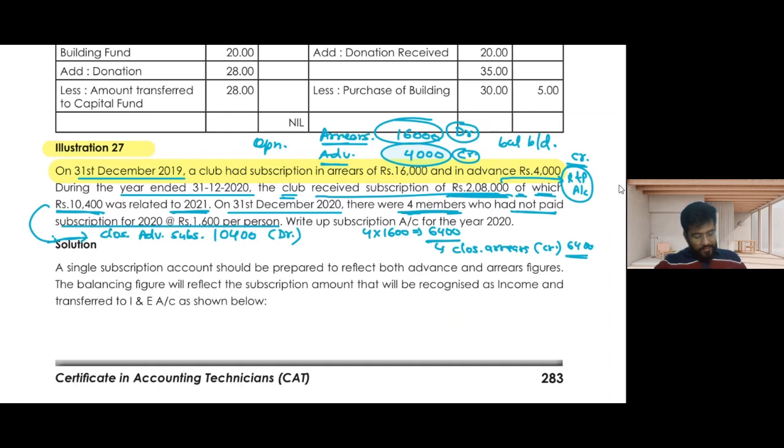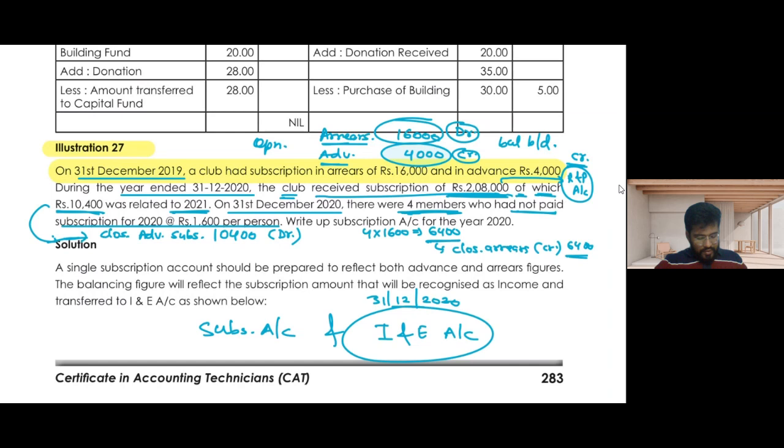You have to prepare the subscription account and tell me what amount should go to the income and expenditure account for the 31st of December 2020. Okay, that is your task to do. You have 5 minutes. Everyone start doing the question.